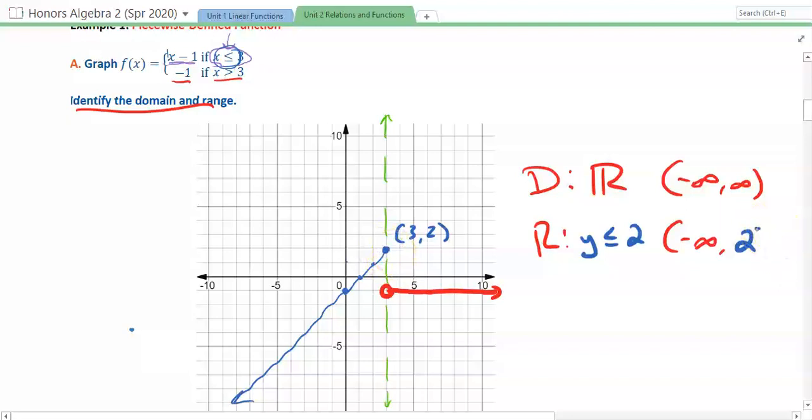This should be a bracket, not a parenthesis, because I am equal to, not equal to. Because again, if I'm equal to, we'll have a bracket. If I'm not equal to, it'll be a parenthesis, and of course that symbol would change. So again, domain is what x values do I have for the function. Range is what y values I have for the function.